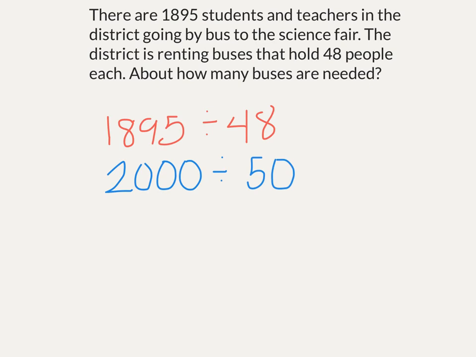2,000 and 50 are compatible numbers because they're easy to divide mentally. So when we look at this, we know 50 goes into 2,000 40 times. So to answer our question of about how many buses are needed, we would answer 40 buses are needed.